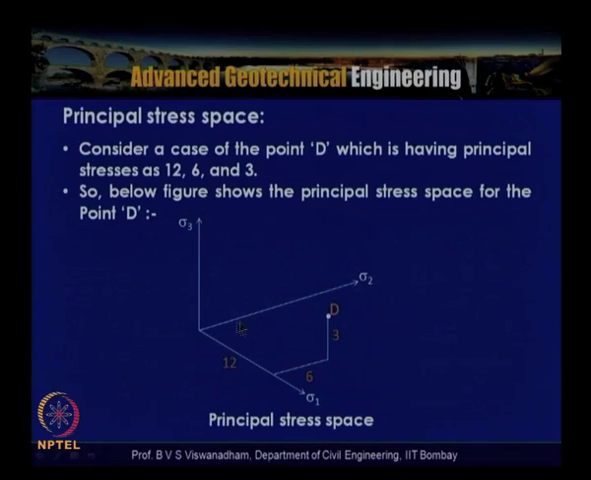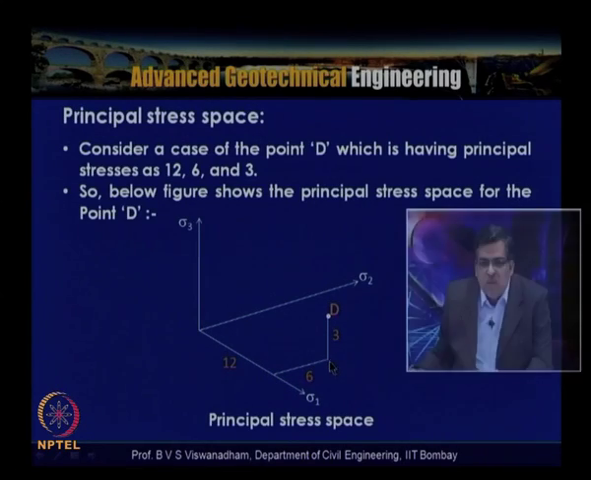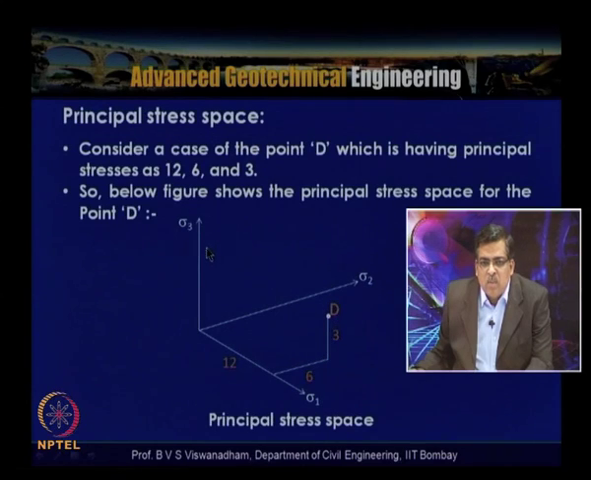D is the point in the principal stress space where sigma 1 is in this direction, and sigma 2 and sigma 3 in the others. So D is represented in the principal stress space with 12 units along the sigma 1 axis, 6 units along the sigma 2 axis, and 3 units along the sigma 3 axis.